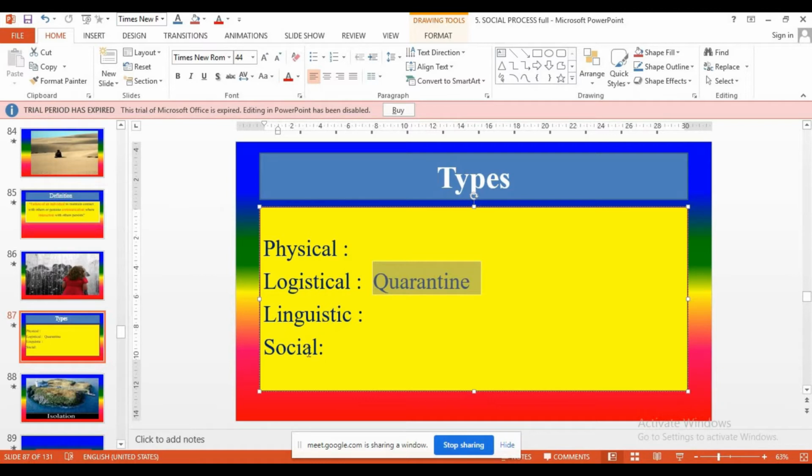Then social isolation means isolation due to social factors, including cultural and institutional factors. For example, social disability due to the caste system, as well as other types of isolation.